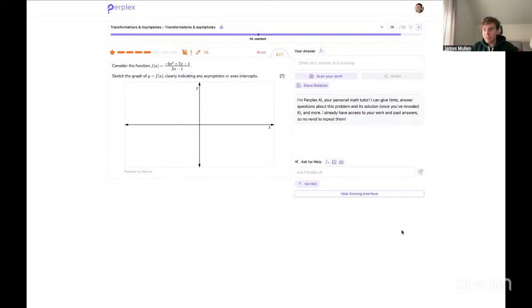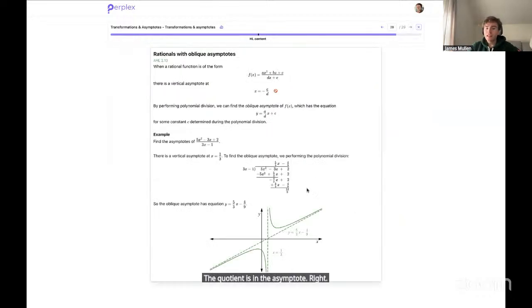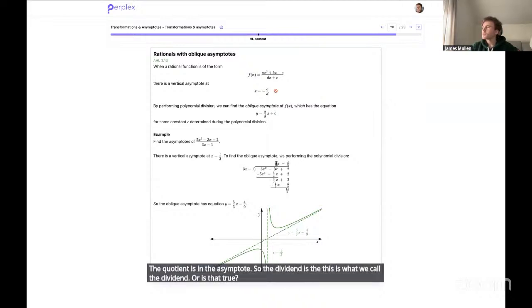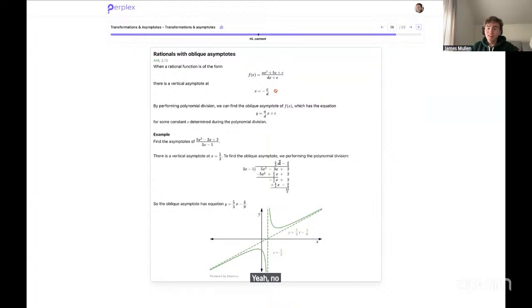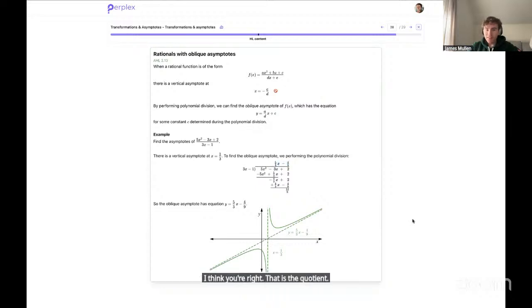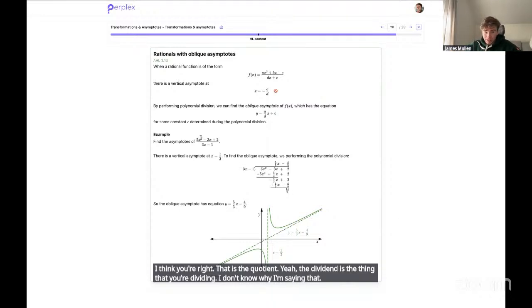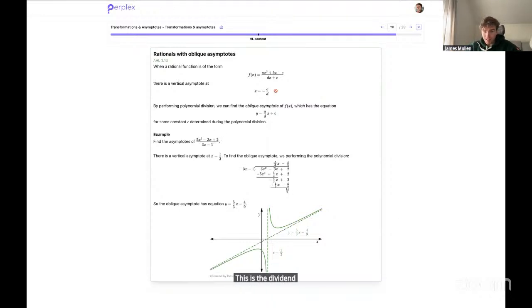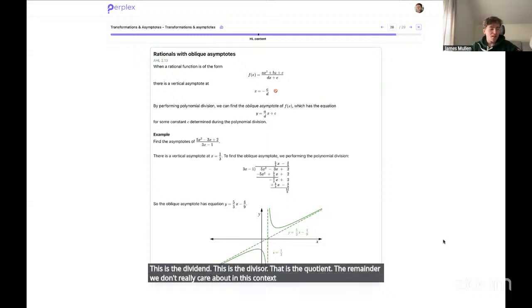The quotient is in the asymptote, right? This is what we call the dividend. Or is that true? Yeah, no. I can't remember all these words. This is what defines the oblique asymptote. I think you're right. That is the quotient. The dividend is the thing that you're dividing. This is the dividend. This is the divisor. That is the quotient. The remainder we don't really care about in this context. We will care about it when we talk about polynomials, but for now, not really an issue.